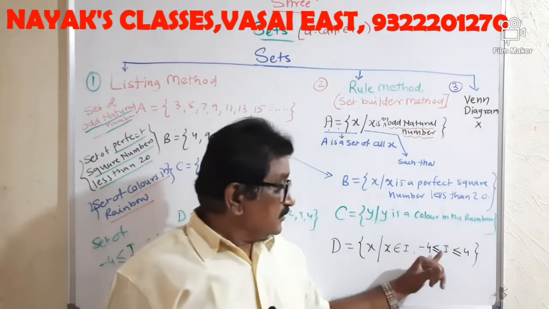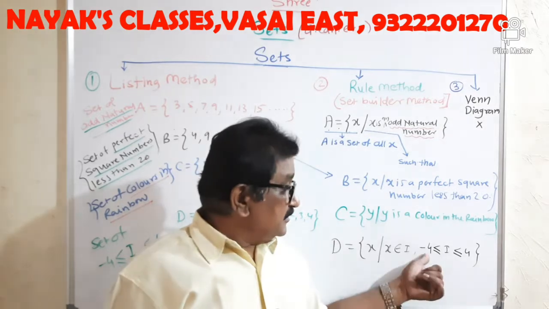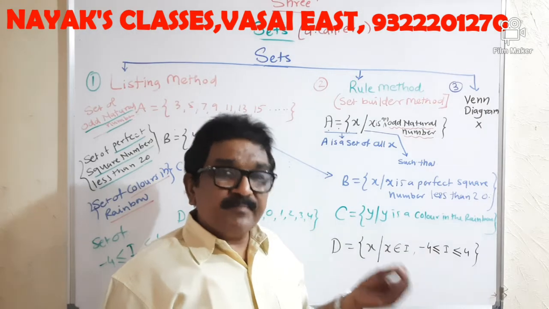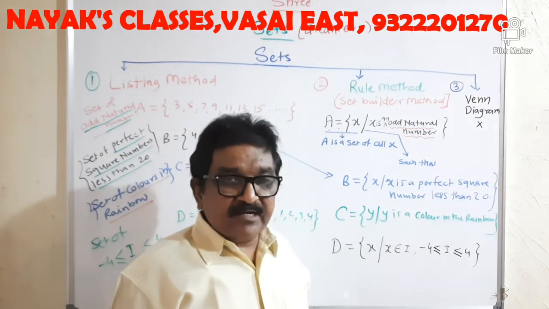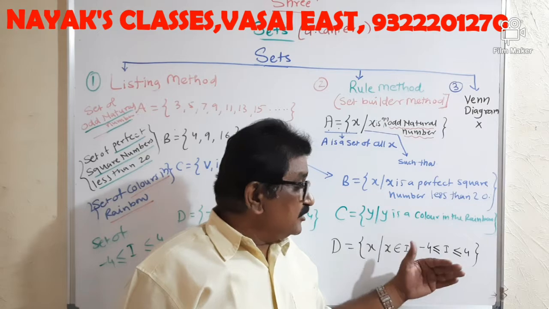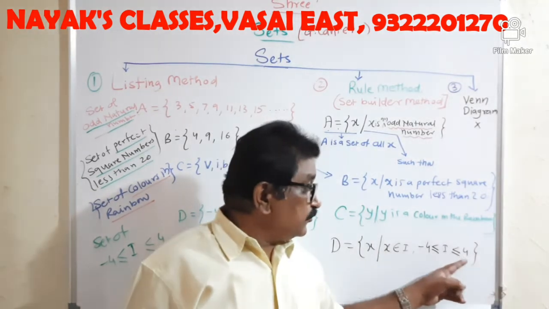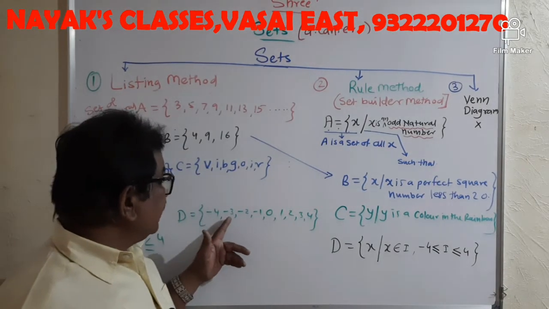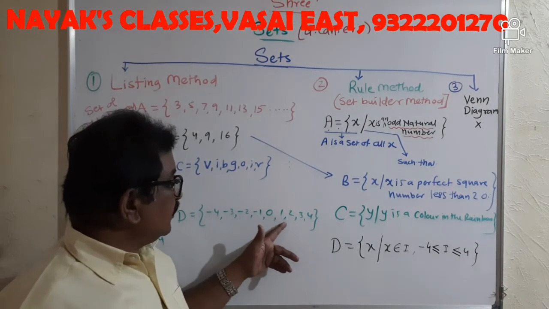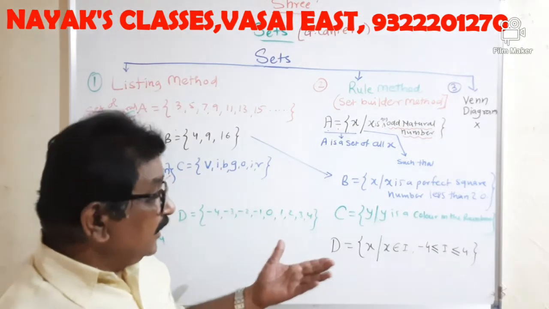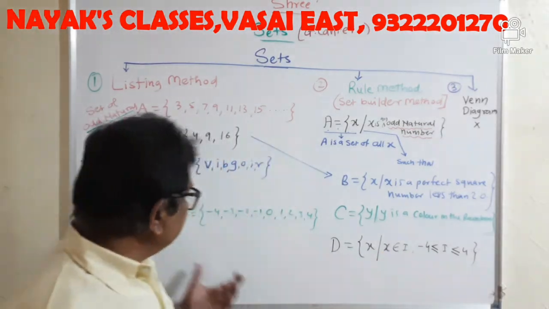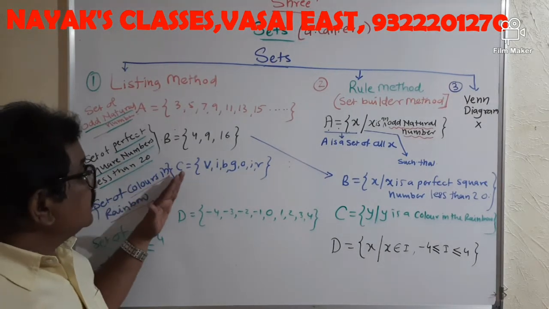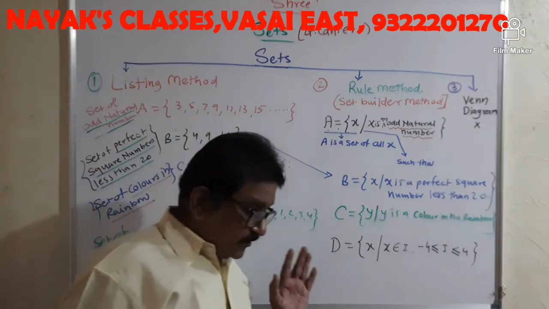Our integer is greater than or equal to minus 4, means it may be minus 4 or greater than minus 4, and our integer is less than or equal to 4. So listing, it comes minus 4, minus 3, minus 2, minus 1, 0, 1, 2, 3, 4. In rule, we have repeated the same sentence given in the question. So this is listing method, this is rule method.